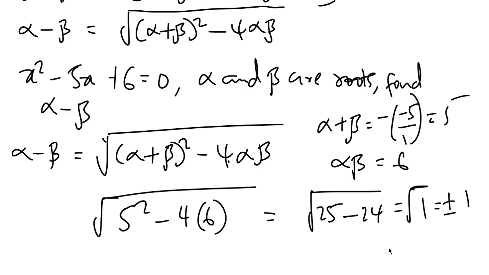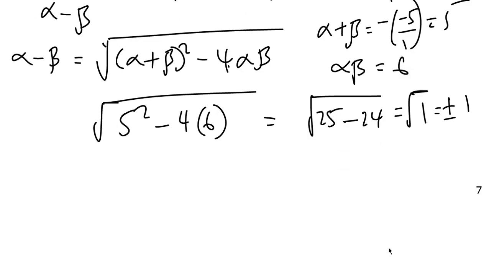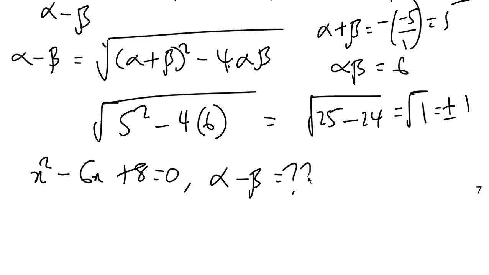Do you understand? So that gives you the difference between the roots, because the difference could be positive or negative, right? So it can either be positive 1 or negative 1. So that's it. Now I want you to do this yourself. If you are given this question, where I ask for alpha minus beta, what will be the answer? Pause the video and attempt it, please.